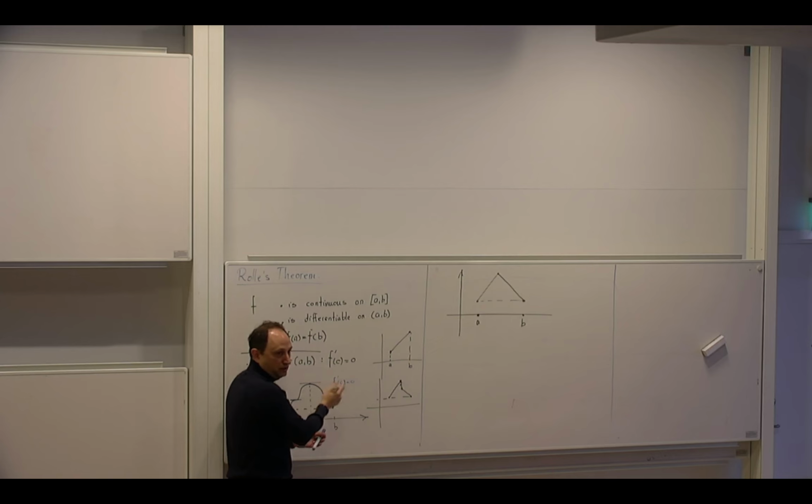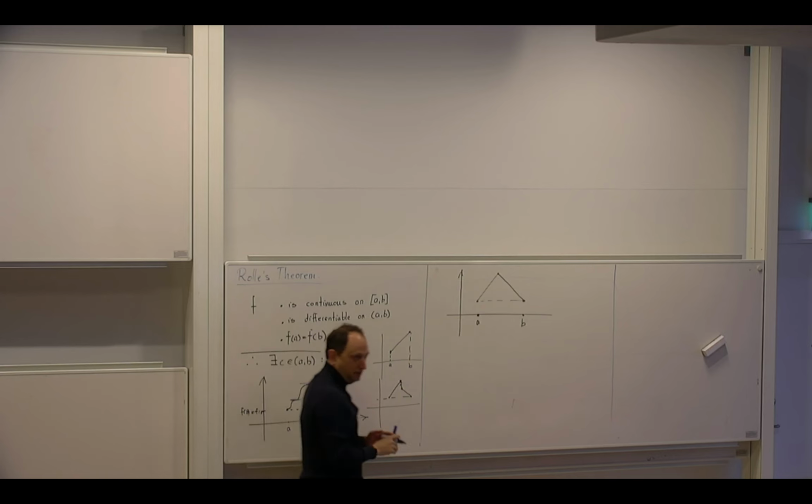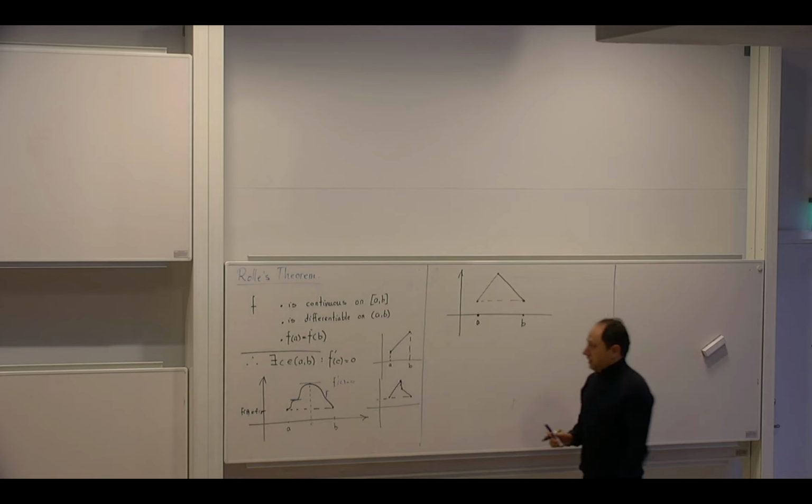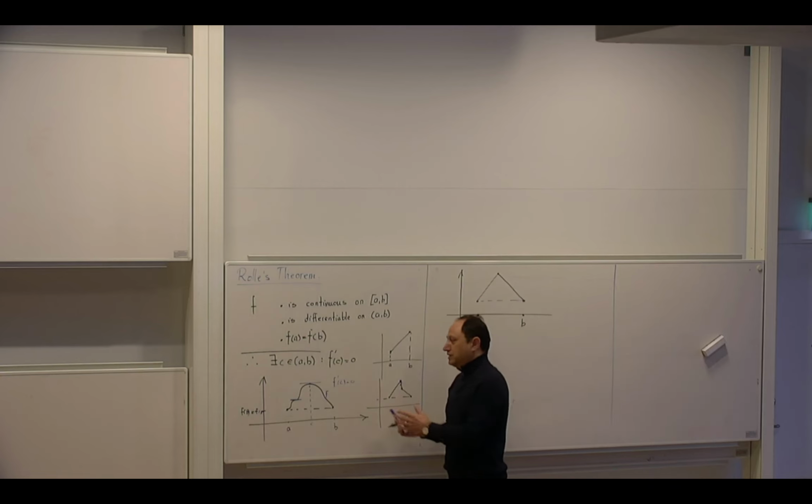Is that clear? So all these conditions are needed. And then if that is the case, it is guaranteed that you can find such a C. So at the intuitive level it is easy, but the proof is a little bit more technical, so we skip the proof.